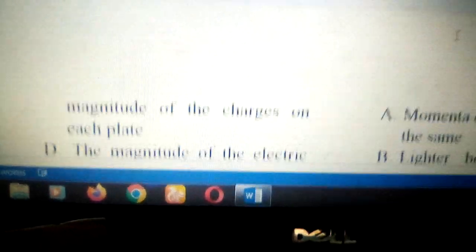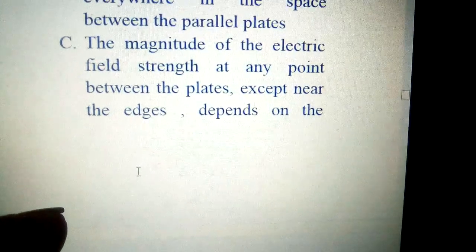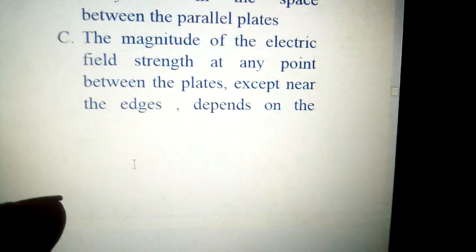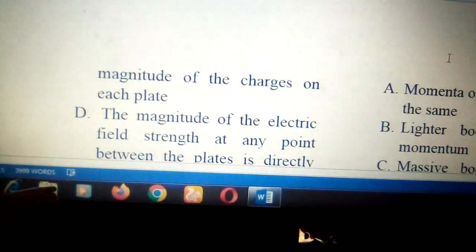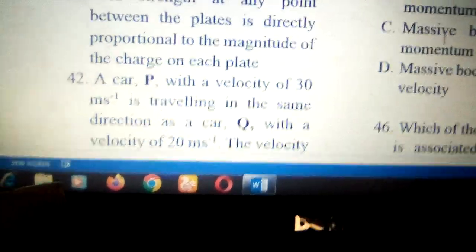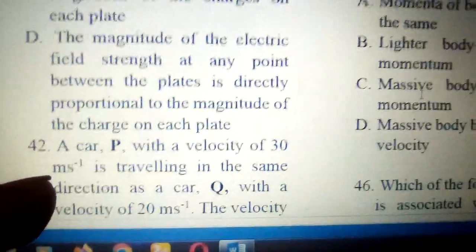So which of the statements is incorrect? The answer is C. The magnitude of the electric field at any point between the plates except near the edges depends on the magnitude of the charges on each plate. So the answer to number 41 is C.